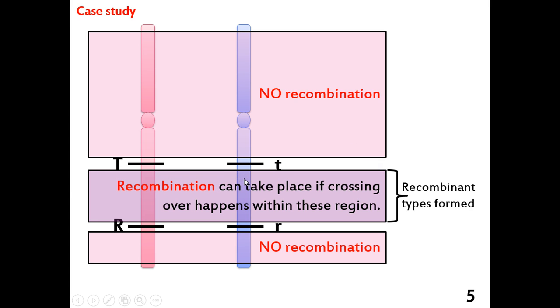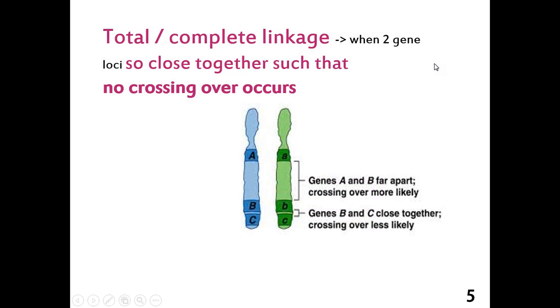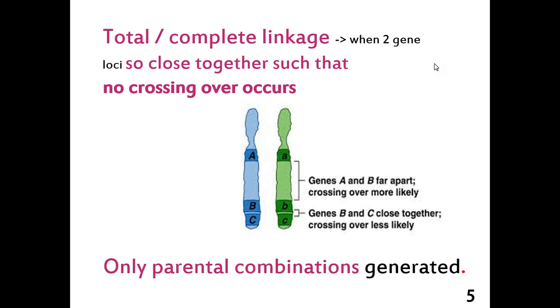So I repeat, if crossing over event occurs anywhere between these 2 genes, you are going to see the recombinant types being formed. However, if crossing over event occurs outside of this region, you will only see parental types being formed. Therefore, I would like to introduce to you the next concept of total or complete linkage, whereby the 2 genes are so close together such that the crossing over event is not possible to occur, whereby therefore only the parental combinations will be generated.